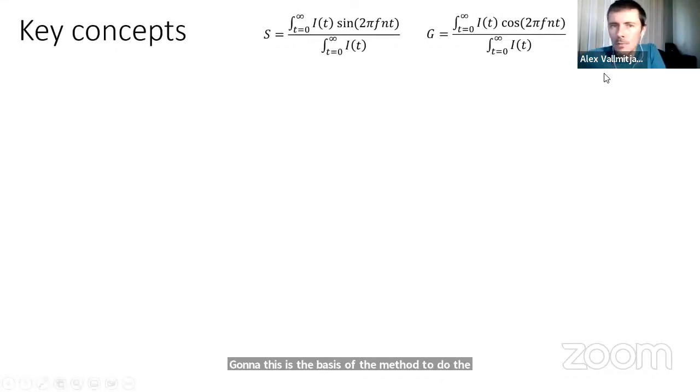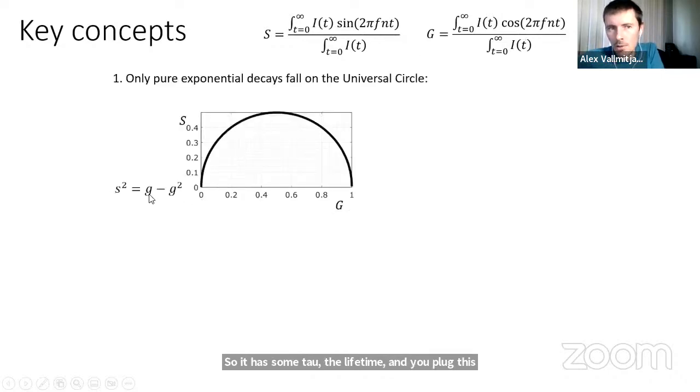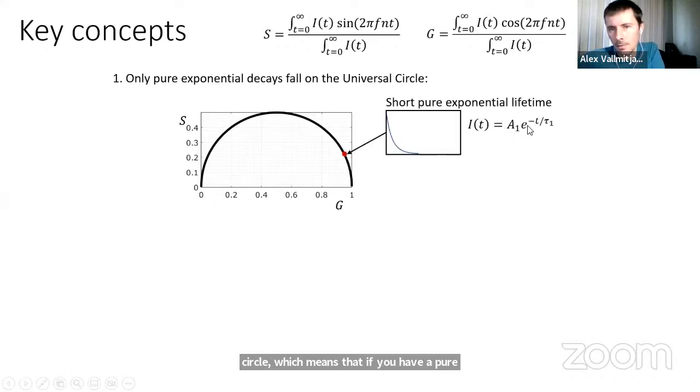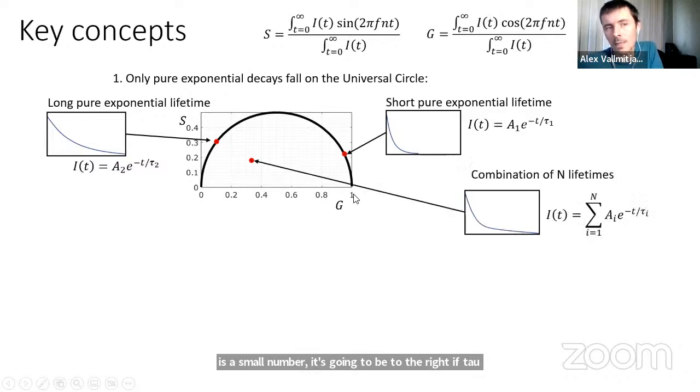Other key concepts that you may have already heard today is that if you assume that your intensity decay is a pure exponential, so it has some tau, the lifetime, and you plug this quantity into the integrals here, and you solve this, you obtain the curve of a circle, which is the universal circle, which means that if you have a pure exponential, your data is always going to be on this circle. If tau is a small number, it's going to be to the right. If tau is a large number, it's going to be to the left. And if you don't have a single exponential, you have a combination of exponentials, your data point is always going to be inside the circle. So it's a linear combination of some points which are on the circle, which are the pure exponential components.